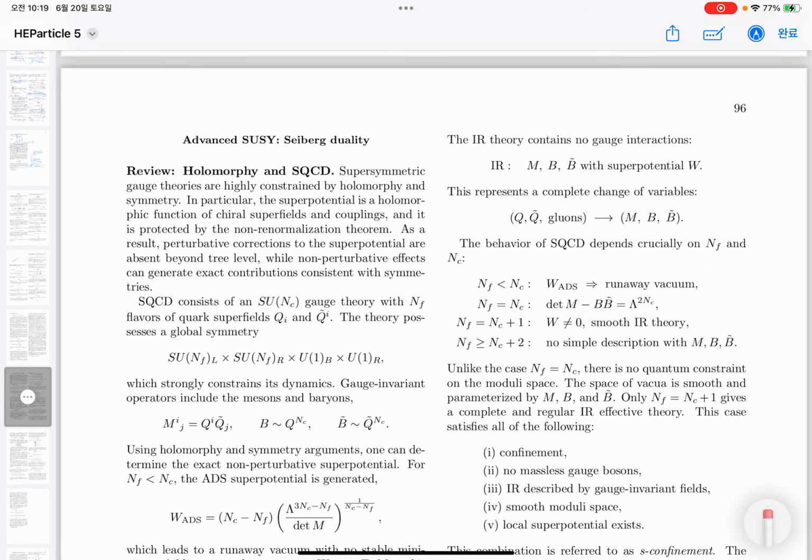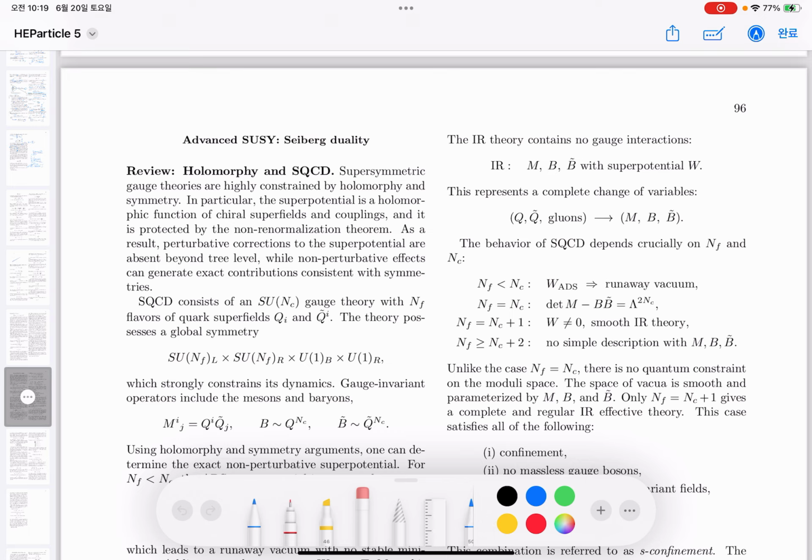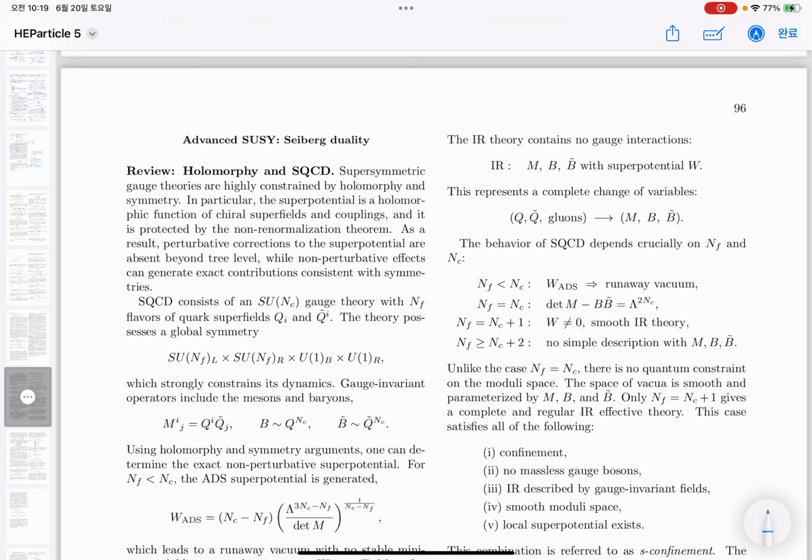The supersymmetric constraint is quite strong, so this can determine the specific theory or model. Later we talk about SQCD, the supersymmetric quantum chromodynamics. SU(NC) gauge theory can be highly constrained by the holomorphy and the symmetry condition. And today we talk about some generalizations of this SQCD with the parameters NF, the number of flavors, and NC, the number of colors.